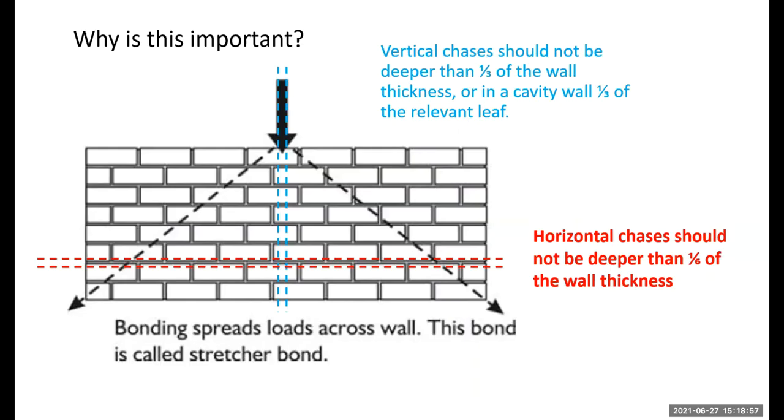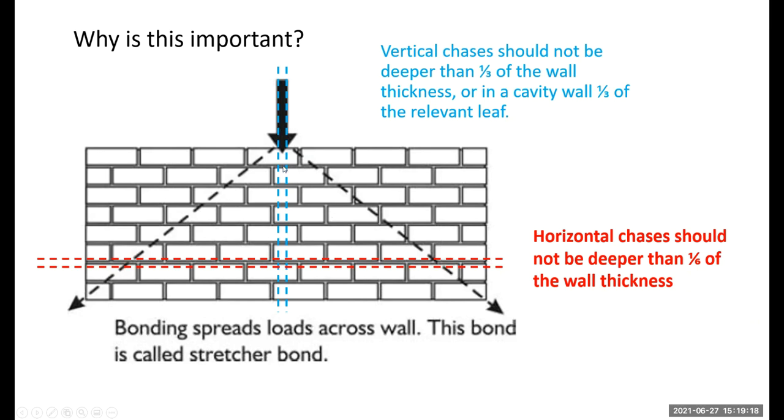This is how a wall spreads its load. Effectively, we've got the weight pushing down here, and the load is spread diagonally. So this top brick is spread between these two bricks, and these two bricks share their loading with the three bricks underneath that, and on and on it goes. So the load is spread diagonally across the wall.